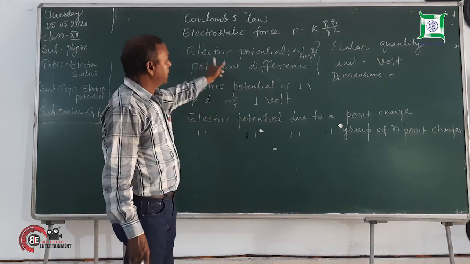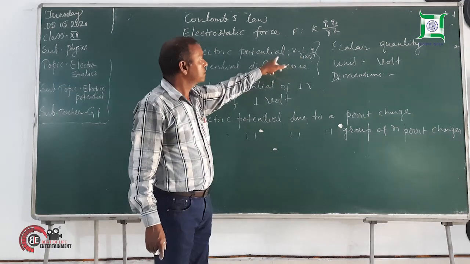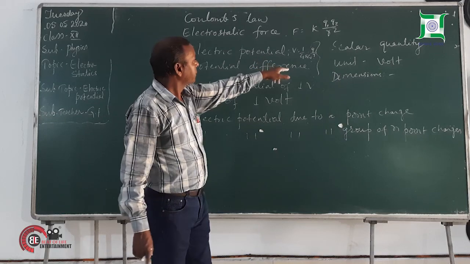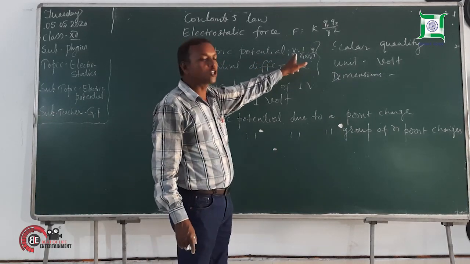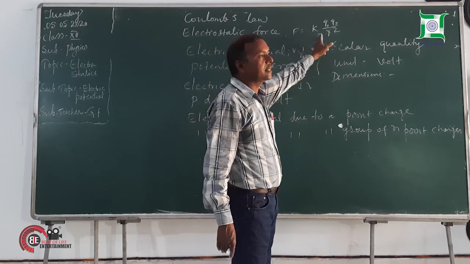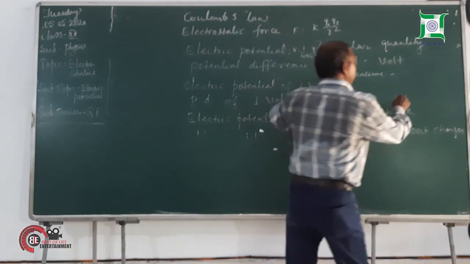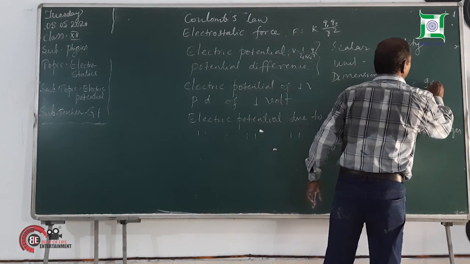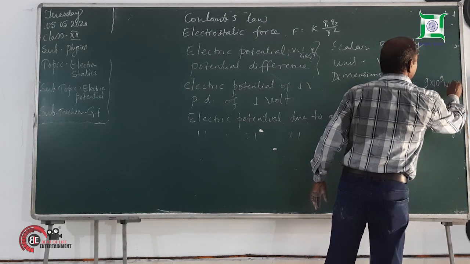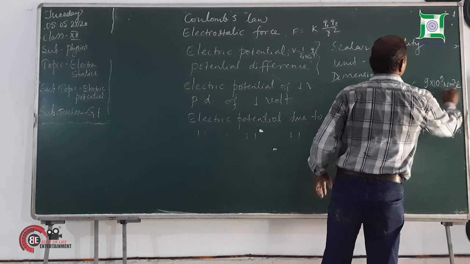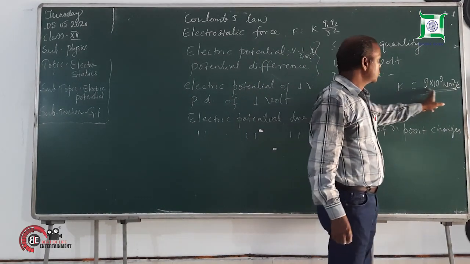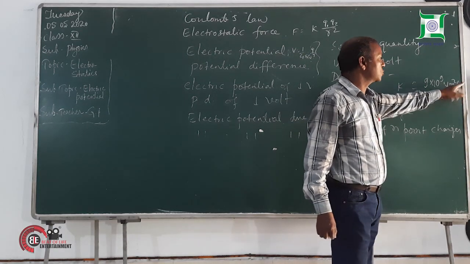Next, electric potential. We have determined the expression for electric potential V, which is equal to 1 upon 4 pi epsilon naught. This is a constant quantity K, and the value of K is equal to 9 into 10 to the power 9 Newton meter square per Coulomb square. The value of this constant has been calculated experimentally.